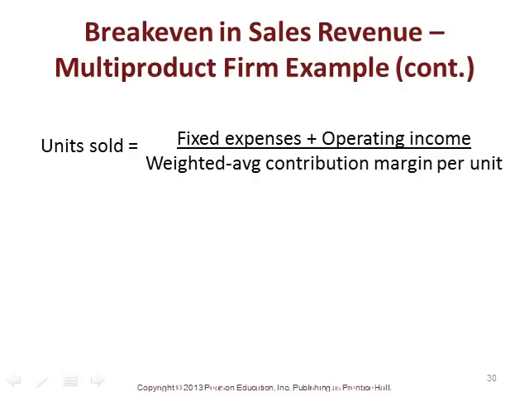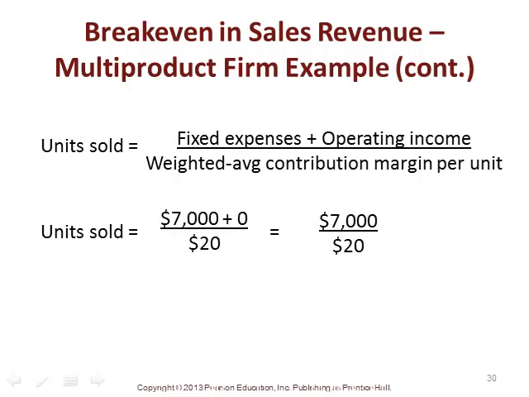So again, if we're looking at the units, how many units must we sell, we can calculate that by taking the fixed expenses plus the operating income divided by the weighted average contribution margin per unit, right? And when we looked at using the same example, we had 7,000 and we assumed 0 operating income. We have a weighted average contribution margin of 20 from our previous example. So that tells us we need to sell 350 posters. And in that scenario, we assume the sales mix stays the same.